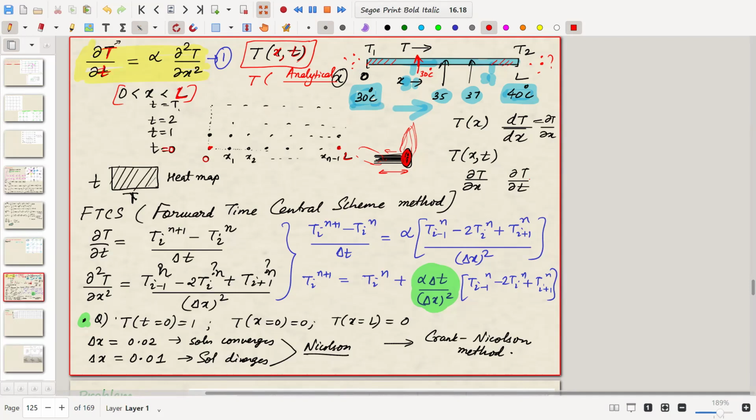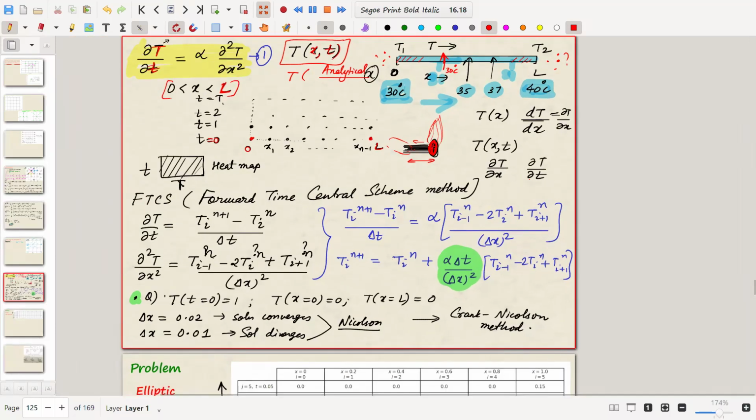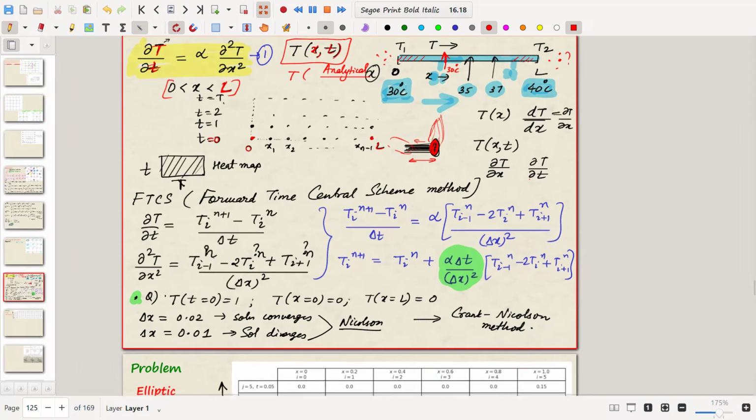If you get a PDE or ODE, the first thing we do in numerical methods is to discretize it. So, discretization. This is another method known as FTCS, forward time central scheme. We are marching forward in time.